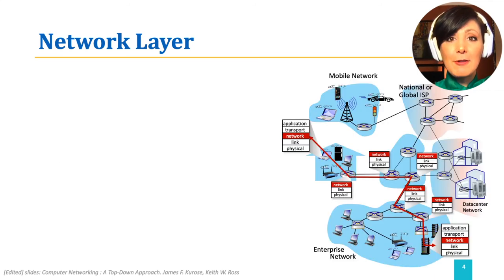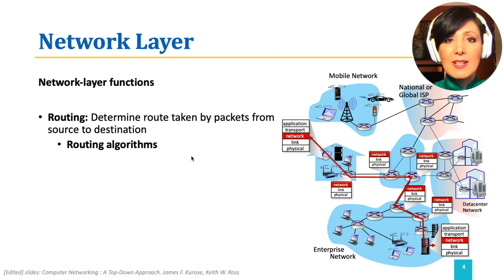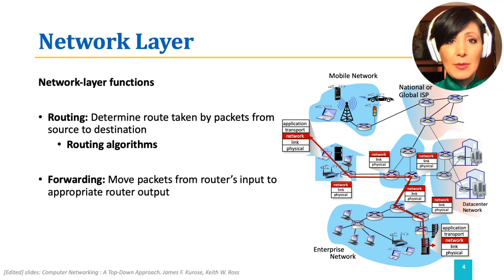The two main functions of the network layer, which are the main functions driving the core of packet switched networks, are routing and forwarding. Routing determines the routes taken by packets from the source to the destination. Forwarding, based on the information decided during routing, moves packets from a router's input to the appropriate router output.